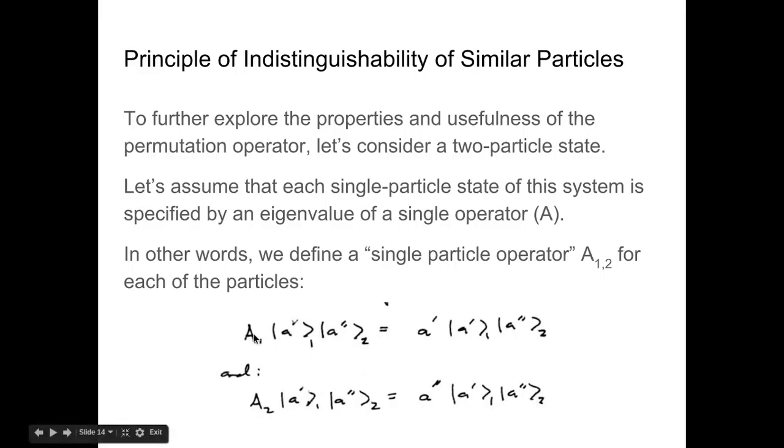So if I take A1 and I operate on my composite state, it's only going to operate on this one. When we talked about spin, we talked a little bit about this, where you can write it like this. But really what it is, it's a product of this operator in space 1 and an identity operator in space 2. So it's only really operating on this. And since it's an eigenket, it pulls out an eigenvalue A prime, and we're left with the original state. And likewise, A2 would pull out A double prime.